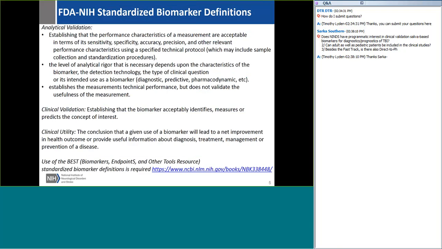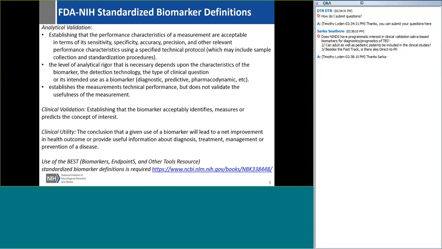The other thing that's important in understanding analytical validation is that the level of analytical rigor that is necessary depends on the characteristics of the biomarker, the detection technology, the type of clinical question, or the intended use as a biomarker, i.e., is it a diagnostic, predictive, pharmacodynamic biomarker, and so on.